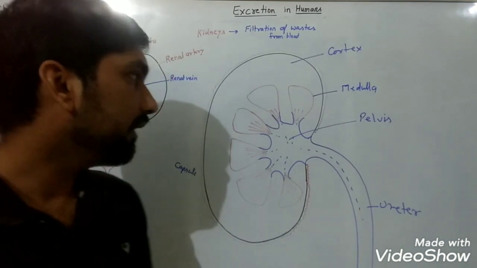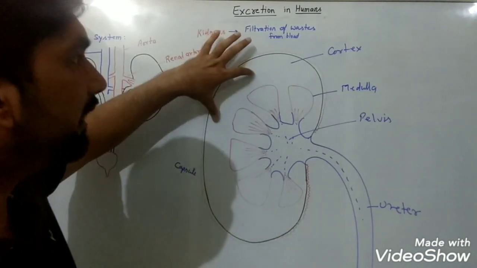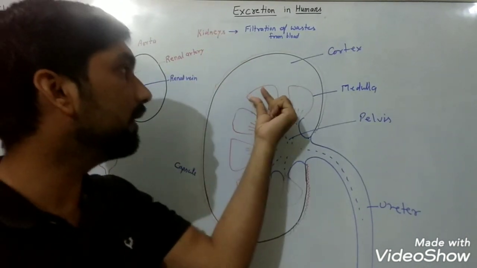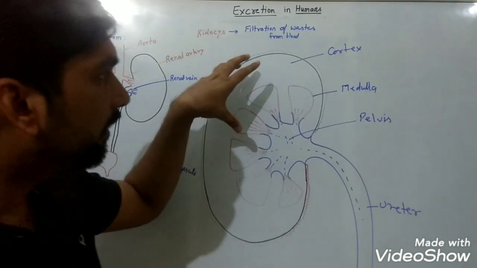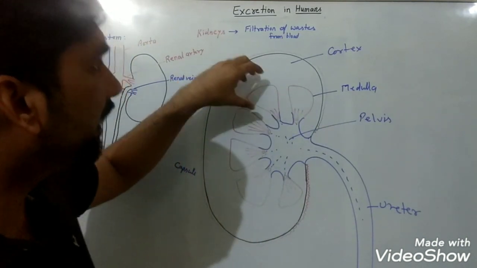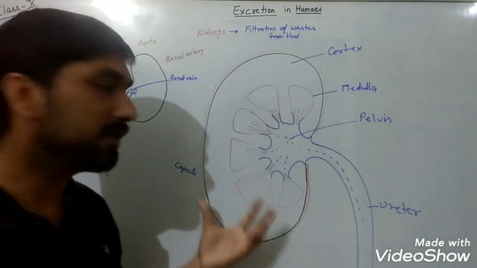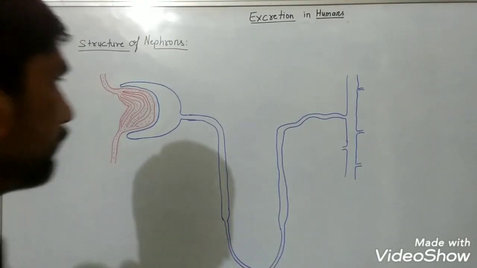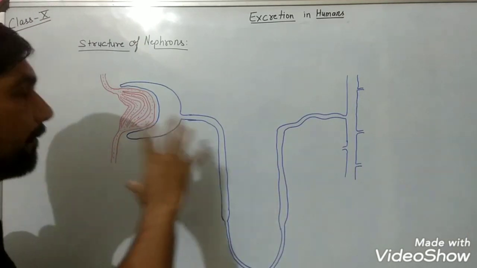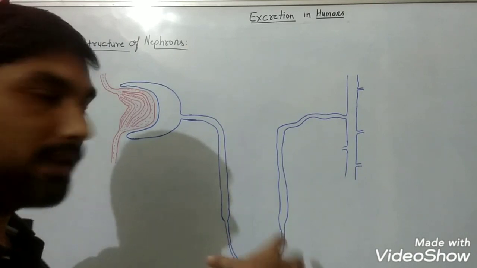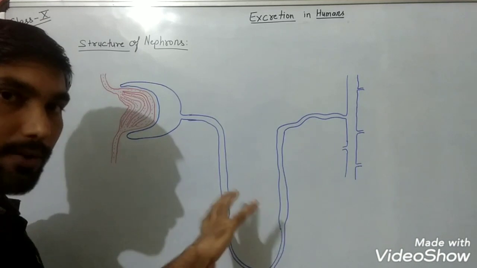So now we will see the structure of the nephron, where a few parts will be present here in the cortex region and a few parts of the nephron will be present in the medulla region, and that's why the filtration of blood, meaning the waste materials, occurs in both the cortex and medulla regions. So now we will see the structure of nephrons. They are millions in number in the kidneys, and these are the units where filtration of waste material is conducted in each kidney.